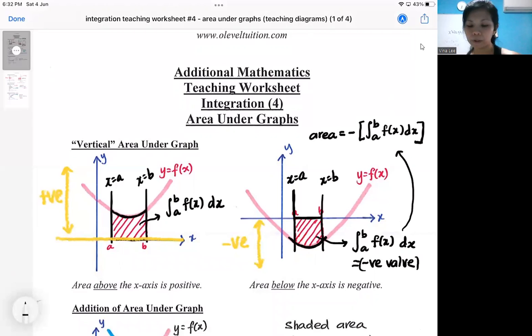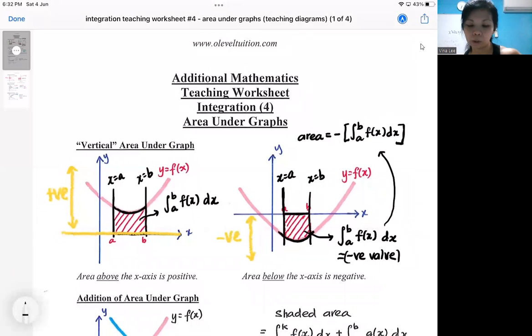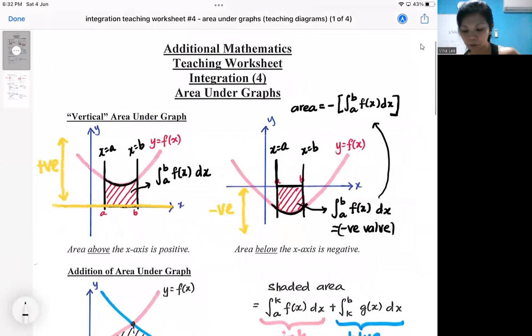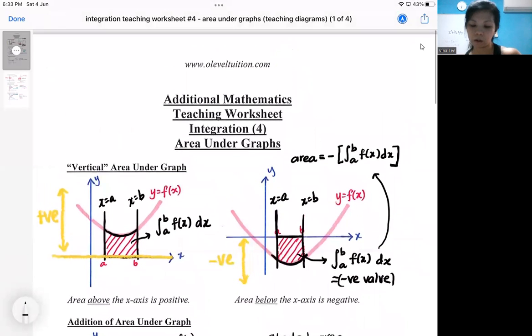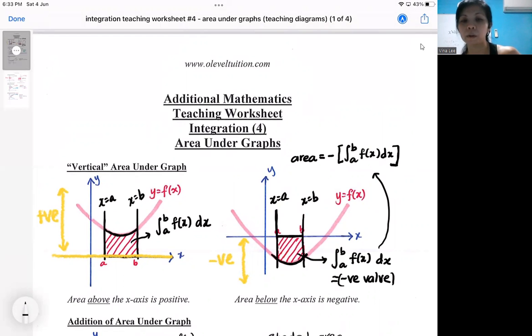In the new syllabus, it is like this. In the old syllabus, we didn't use this; we used the modulus sign. But because it's not within your syllabus to understand the modulus sign, your teacher will not mention modulus. So we add a negative to remove the original negative in the definite integral.